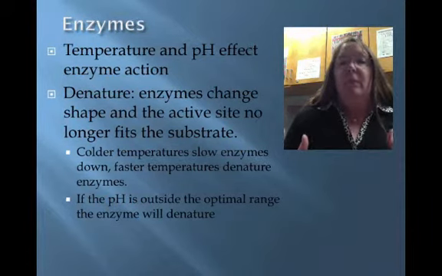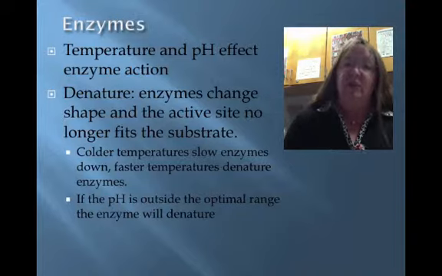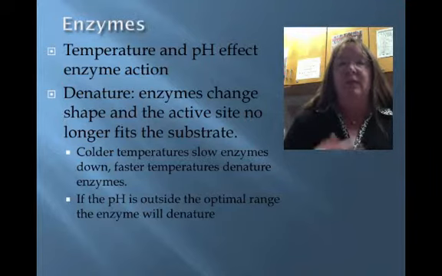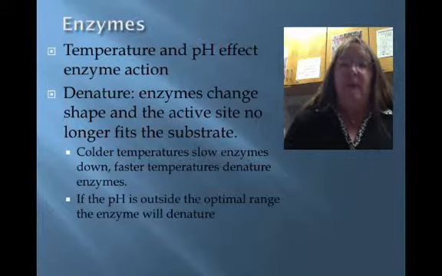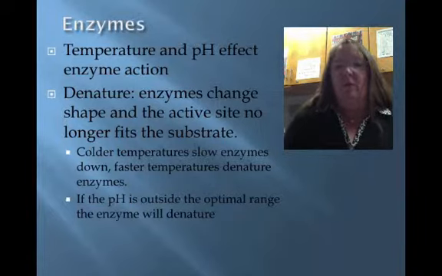So there are things in your body, there are things in nature that actually cause denaturing. That's change in temperature and change in pH. So colder temperatures will slow down an enzyme, but higher temperatures actually will denature the enzyme, change its shape completely, just make it not work. Same with pH. Enzymes work at an optimal or perfect pH, and if that pH isn't right, then the enzyme just isn't going to work.